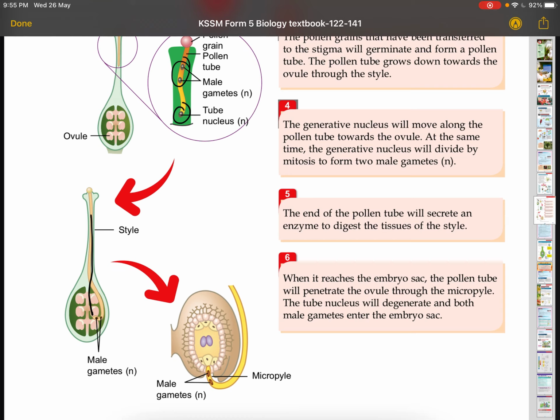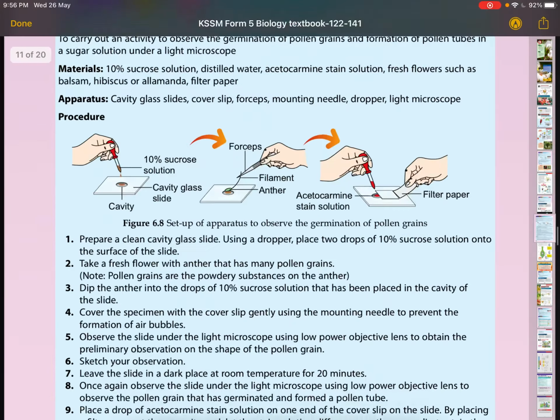the tube nucleus will be like, okay, my job is done, I will die off. So the tube nucleus degenerates, because it doesn't have to dig a hole anymore. It already reached the location, if you get what I mean. It dies or just degenerates, and then both male gametes enter the embryo sac. After the tube nucleus degenerates, the male gametes just enter inside casually.